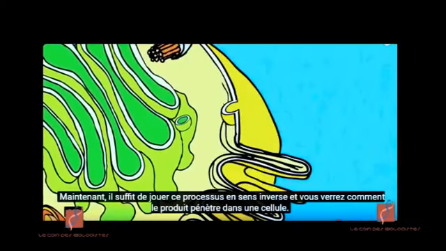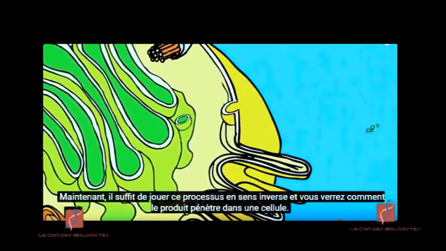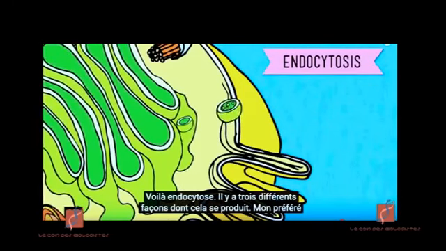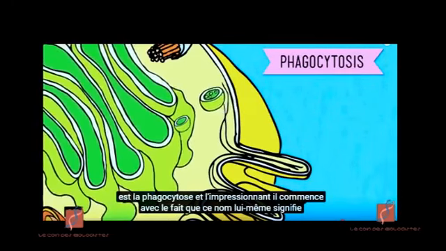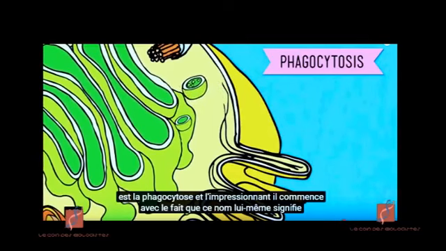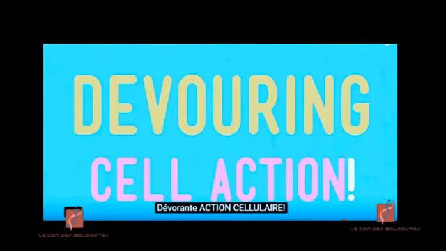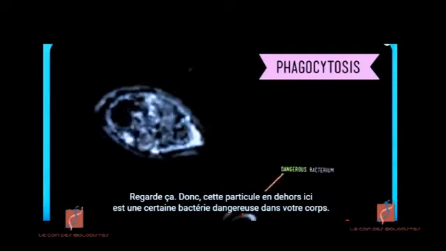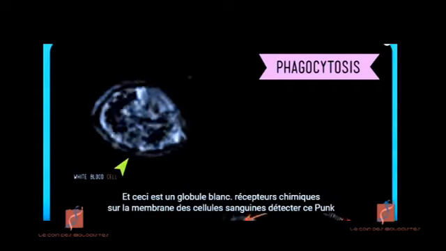Now just play that process in reverse, and you'll see how material gets inside the cell, and that's endocytosis. There are 3 different ways that this happens. My personal favorite is phagocytosis, and the awesome there begins with the fact that that name itself means devouring cell action. Check this out. So this particle outside here is some kind of dangerous bacterium in your body, and this is a white blood cell.